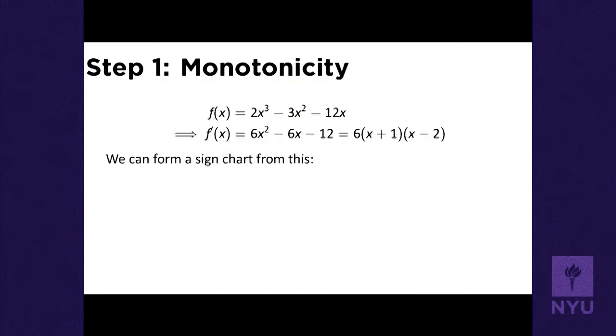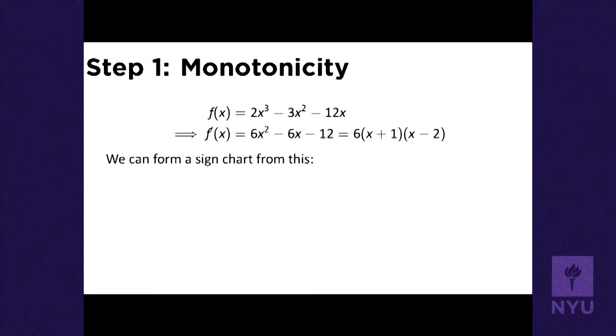Okay. Next step is to find the monotonicity. And we need the derivative for that, so let's take the derivative. The function is 2x cubed minus 3x squared minus 12x. Its derivative then is 6x squared minus 6x minus 12. And that does factor nicely. It factors as 6 times x plus 1 times x minus 2. So the critical points are where this derivative is equal to 0 or not defined. Derivative is a nice polynomial, so not defined is not going to happen.